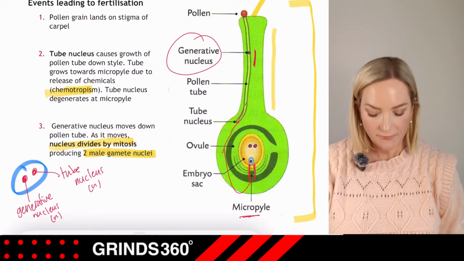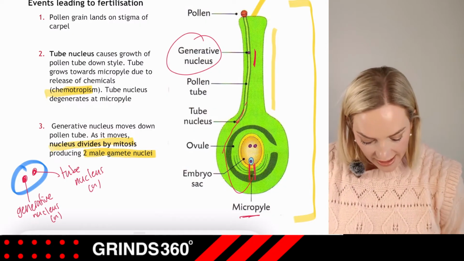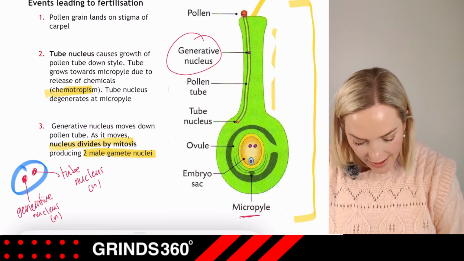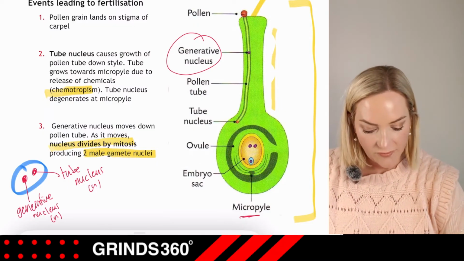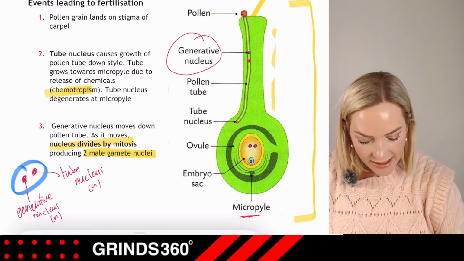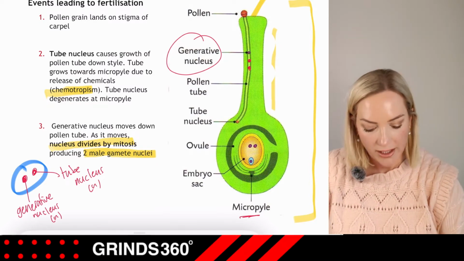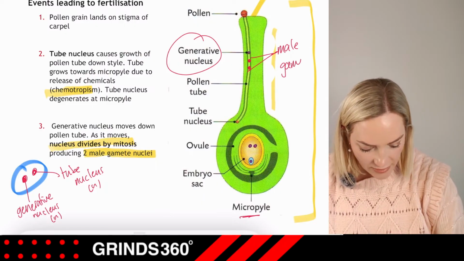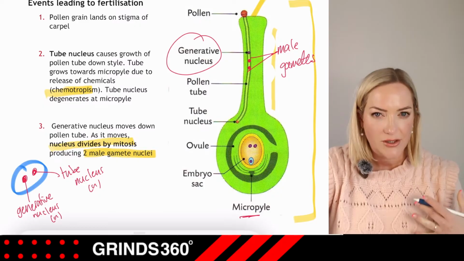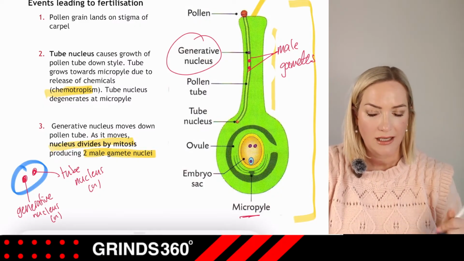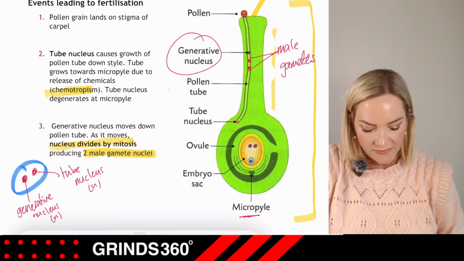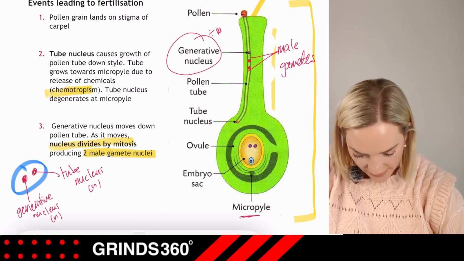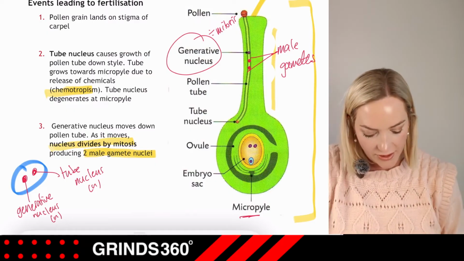Our generative nucleus, as it's going down, will divide by mitosis. So now in the red, this is my 2 male gametes. Now, I don't see them asking you to draw this, but maybe explain it. This divides by mitosis. These are your male gametes.